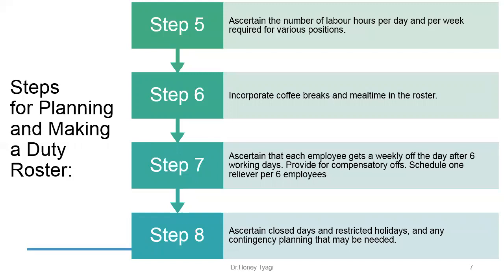Step 6. Incorporate coffee breaks and meal time in the roster. Step 7. Ascertain that each employee gets a weekly off the day after 6 working days. Provide for compensatory off. Schedule one reliever per 6 employees. This is planned as per the current employee working hours norms. These days, a few star hotels also plan to give 2 weekly offs, which leads to planning one reliever per 5 employees.